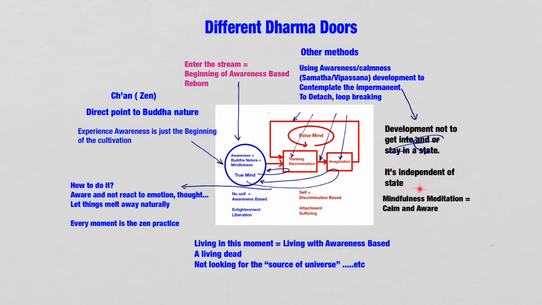The practice of awareness and calmness is independent of the state. It is to strengthen the awareness and calmness. Now, mindfulness meditation is the practice to develop the calmness and awareness. Because mindfulness is by itself awareness, so it's awareness meditation. You want to strengthen your awareness. The practice of strengthening your awareness, that is mindfulness meditation. That's how clear it is.